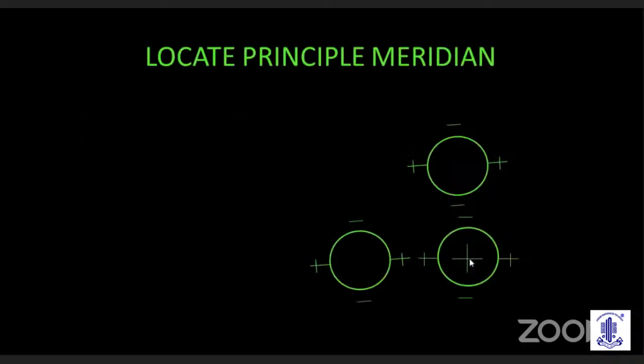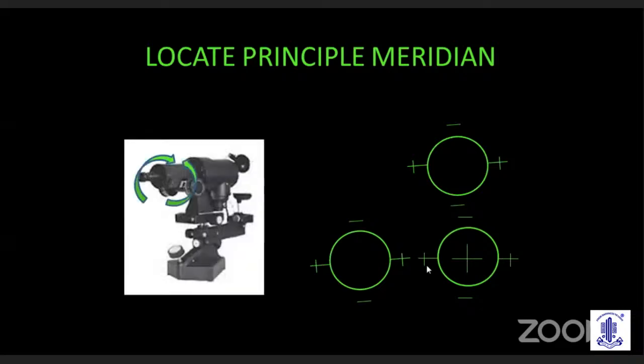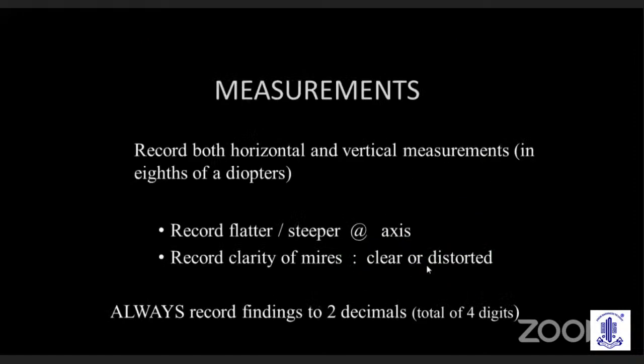In case you are not able to merge these two plus signs, it says that there is an irregular astigmatism. So rotate the whole instrument either clockwise or anticlockwise and finally get an alignment. Perfect. So we are done with the measurement. Now record both the horizontal and the vertical measurement in eighths of a diopter. Record the flatter meridian at its axis, and the steeper meridian at its axis.